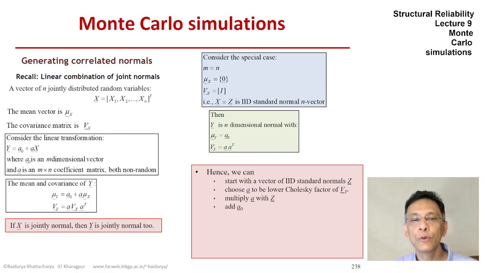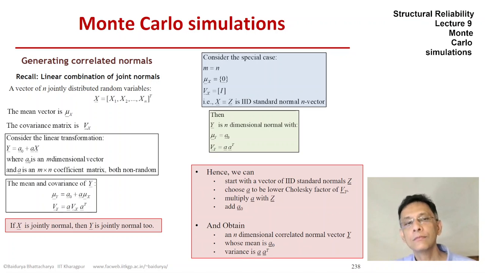So the steps would be: we generate the IID standard normals Z, and then we choose A, the A matrix, to be the lower Cholesky factor of the desired covariance matrix Vy, and then multiply that A with Z, add A0, which is the mean of y that we want, and obtain the n-dimensional joint normal y, whose mean is A0 because that's what we did, and whose covariance is A A transpose. So that's how we engineered it.